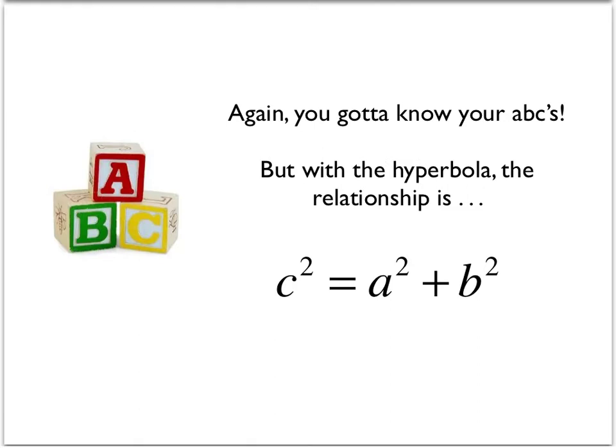So again, ABC is kind of important. We saw that with ellipses to help us figure out either one or more of those values. Here the relationship is almost Pythagorean-like. C squared equals A squared plus B squared. Again, the significance of C is that it is the distance of that focal point from the center. And of course, A and B have to do with that major and minor axis. But this is a key relationship for you to know.